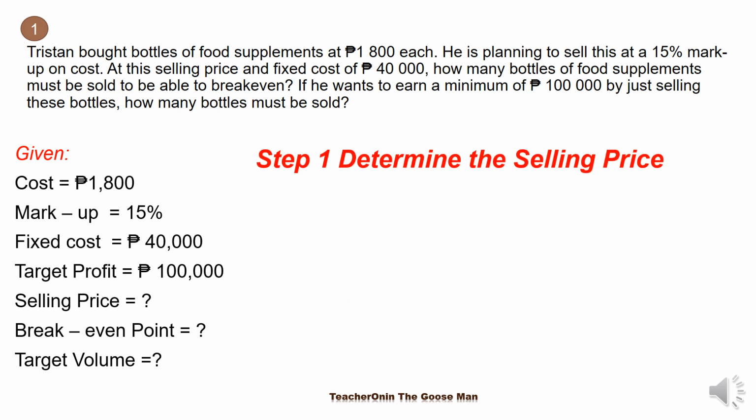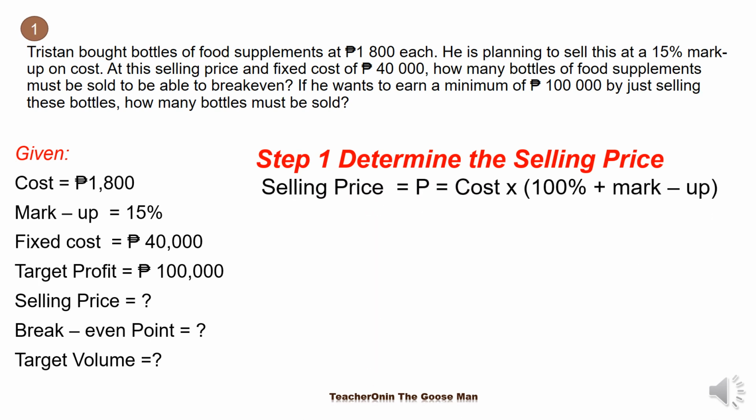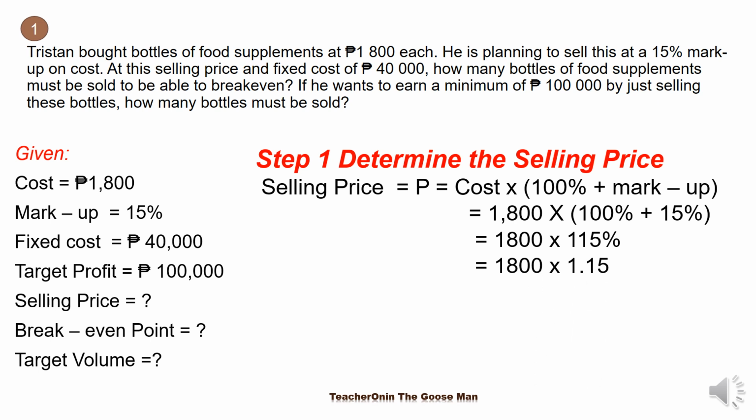We would like to determine the selling price with this formula: cost times 100% plus the markup. Take note that our markup is equal to 15%. So if I add 100% plus 15%, I have 115% times 1,800, or 1,800 times 1.15 if we would like to convert 115% to decimals. So we have 2,070. This is now your selling price.